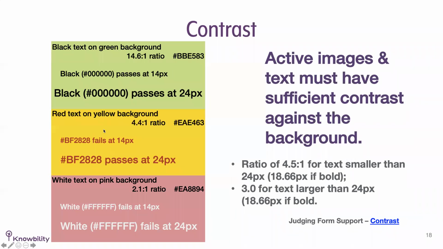Now, if we go to this red text on a yellow background, the contrast ratio is only 4.4 to 1. So that fails for the 14 pixel. And again, I'm sorry, this first bullet is wrong. It should say 14. Because it's not 4.5, it fails, but it passes when it's in a bigger size. And then if we go down to this white text on a pink background, that contrast ratio is 2.1 to 1. So that fails at both the smaller size, 14 pixel, and the larger size of 24 pixels.